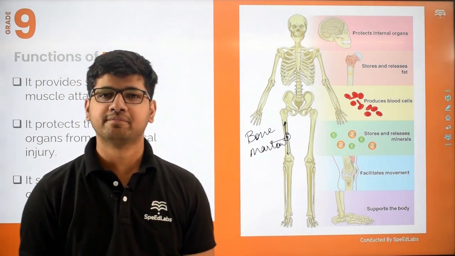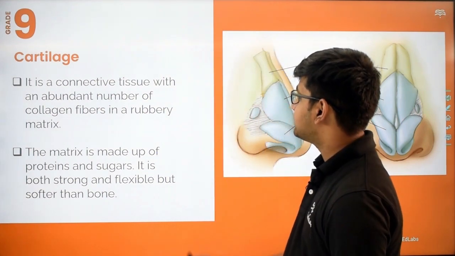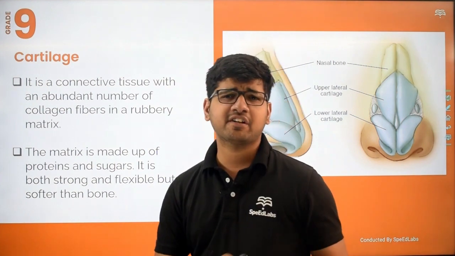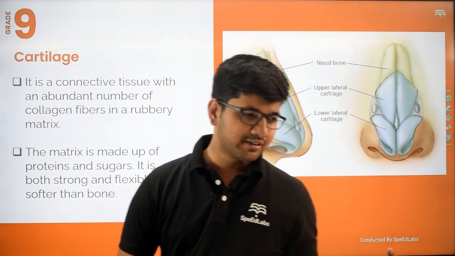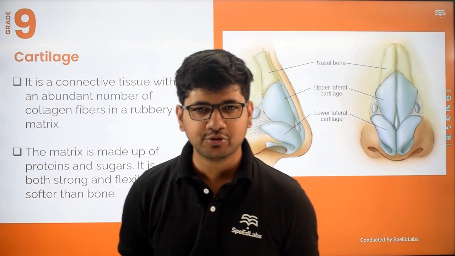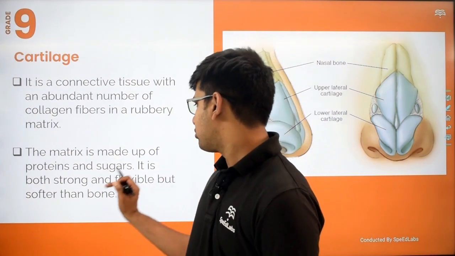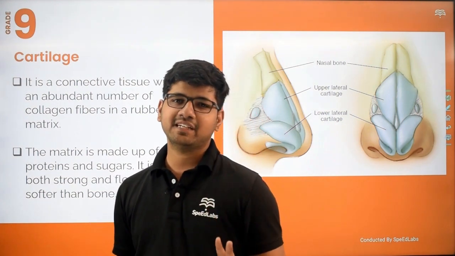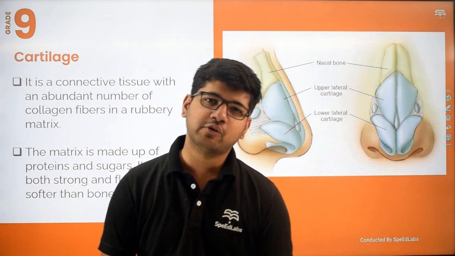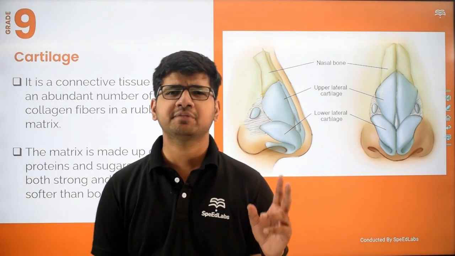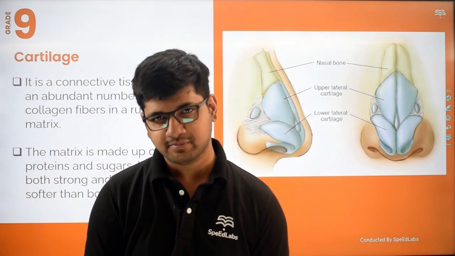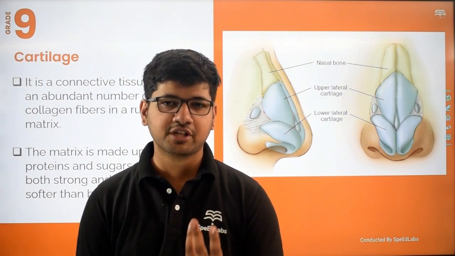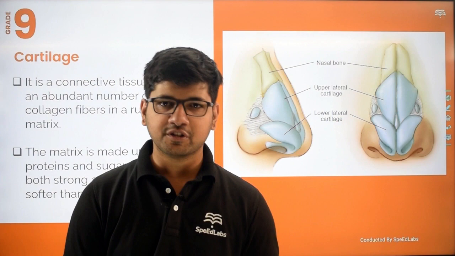functions of bone. If I talk about cartilage, it is a connective tissue with an abundant number of collagen fibers in a rubbery matrix, right? Just like the rubber or eraser that you use. The matrix is made up of proteins and sugars, both strong and flexible but softer than bone. Basically, it also provides a particular kind of shape, but it is not as rigid or as solid as bone is, right? It allows some movement of the particular structure based upon the functioning and usage.